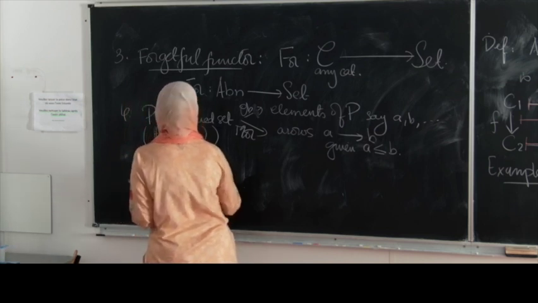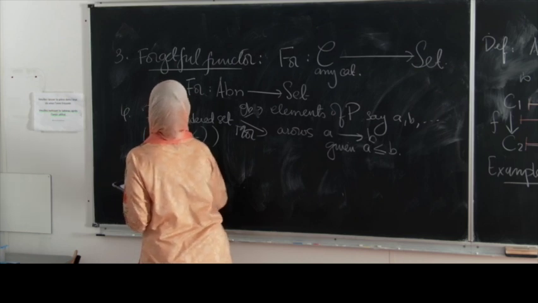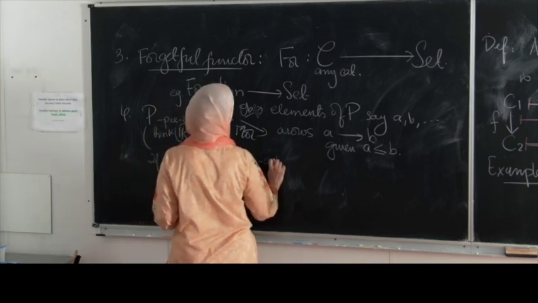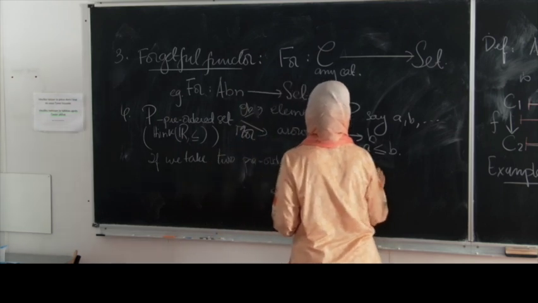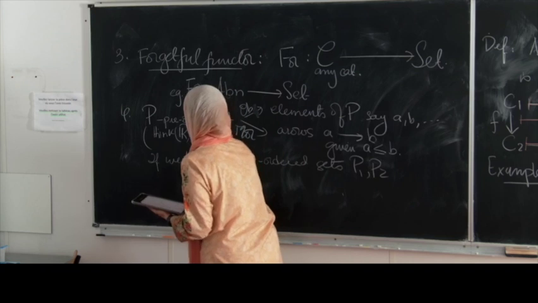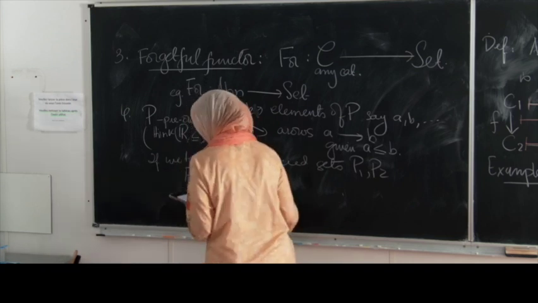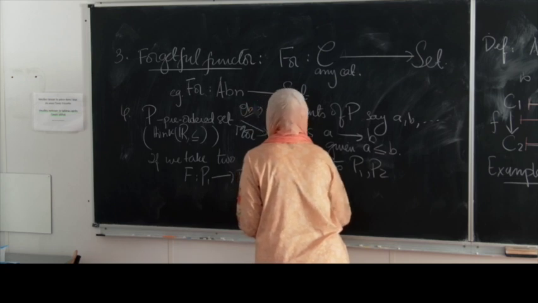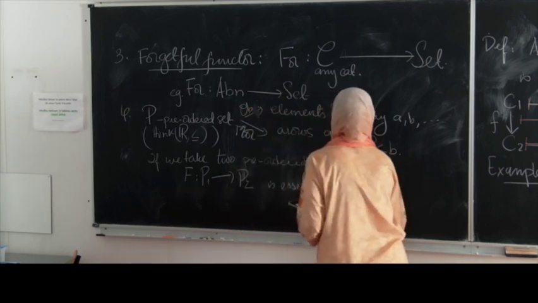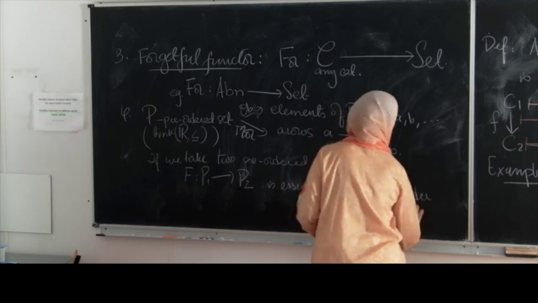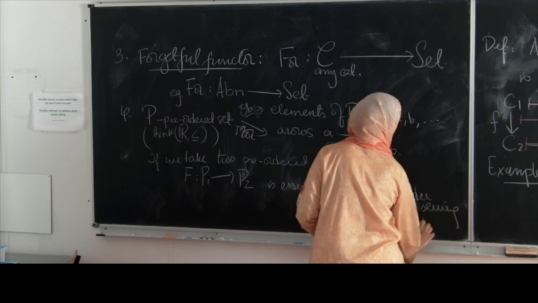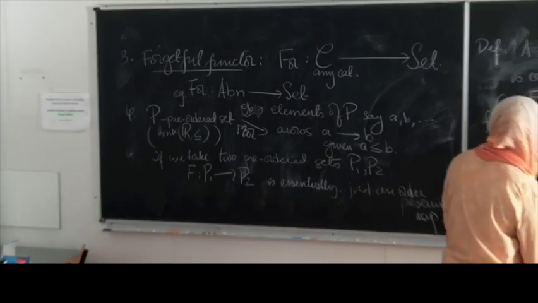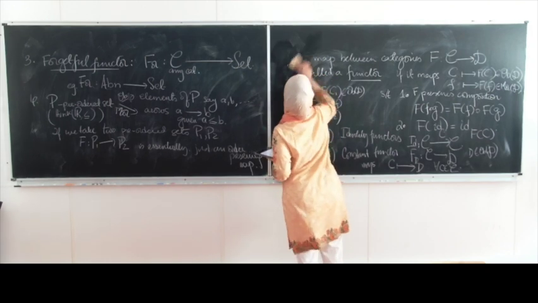And so, it's a category, so if we take two pre-ordered sets, P1 and P2, then a functor between these two is essentially just an order preserving map between these sets. So that's just another example. Maybe I'll give you another one.